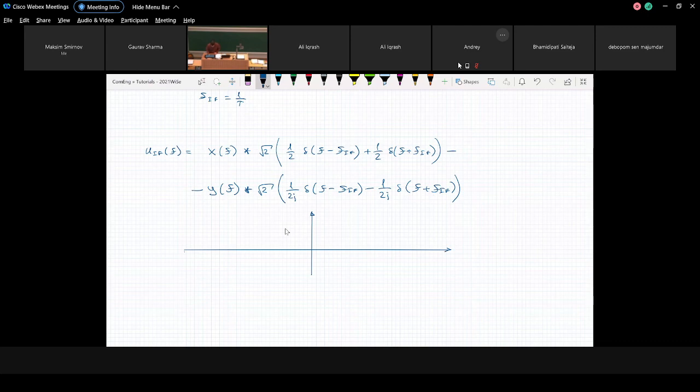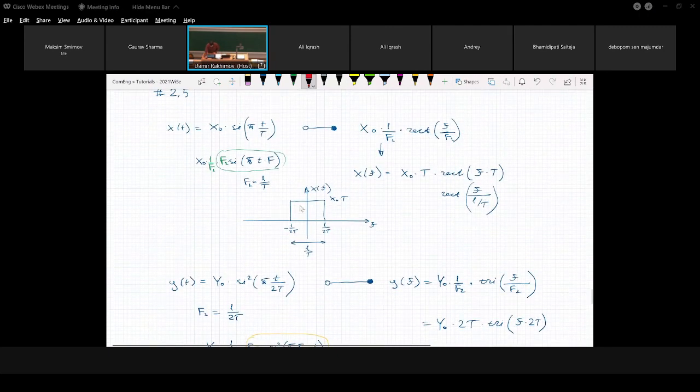We can just write the real part of the spectrum, and then the imaginary part of the spectrum of f, because it's very easy to distinguish them: the first two components are real numbers, and the second two remaining components are imaginary numbers. And what is x of f? X of f is a rectangular pulse, a rectangular shape function.